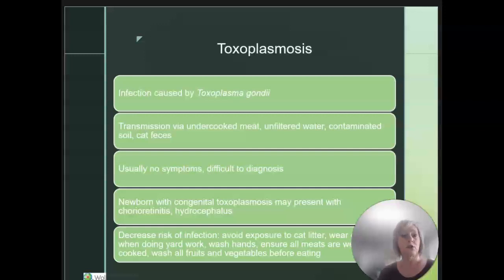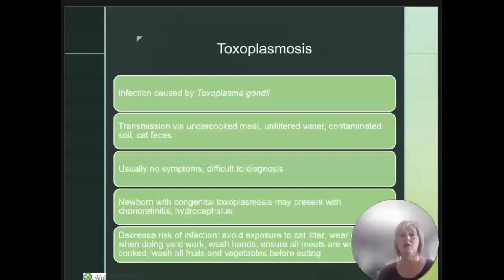It is transferred by undercooked meat, water that's not filtered, and feces in the soil. So a lot of moms are told not to change the cat litter box, and not to be digging in a garden without gloves on. Make sure that they are cooking their meat and making sure the meat is thoroughly done. A lot of times they don't have any symptoms, so it's kind of difficult to diagnose this.